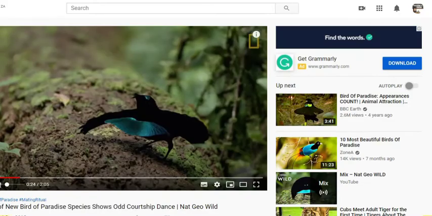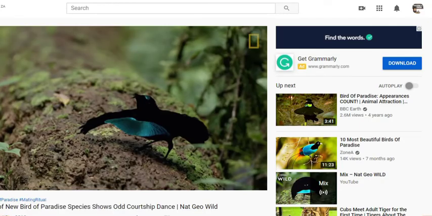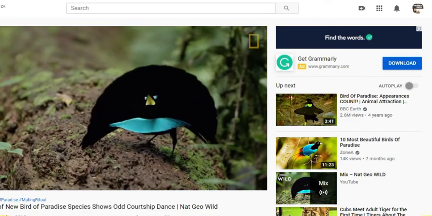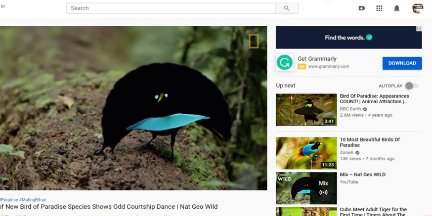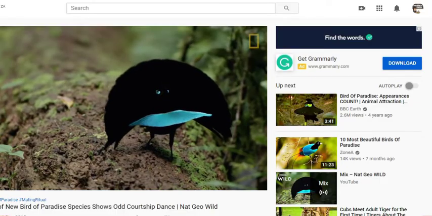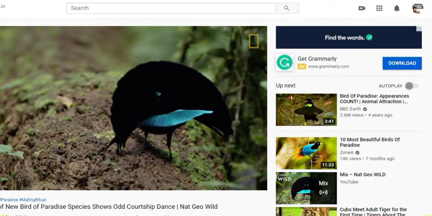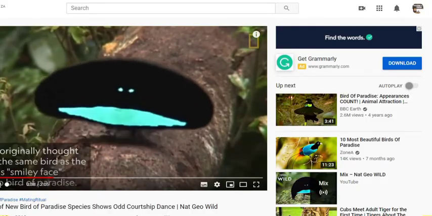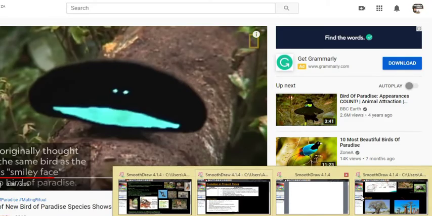Then a bird of paradise. Birds have got some elaborate dances with very colorful feathers as well. Here we go. So just so you get a bit of a better idea.